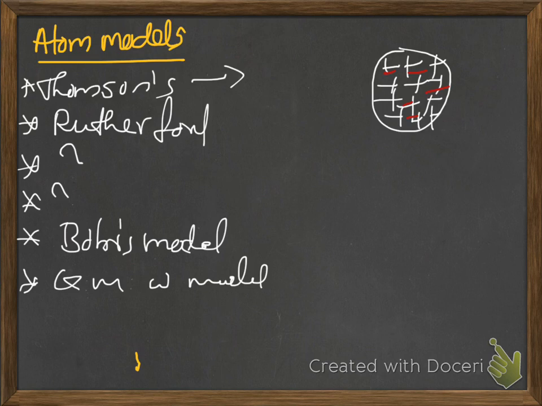The fundamental mistake done by Thomson is his postulate of the presence of positive charge throughout the atom. This model was accepted for many years until Rutherford entered into the picture with his solar or planetary model.